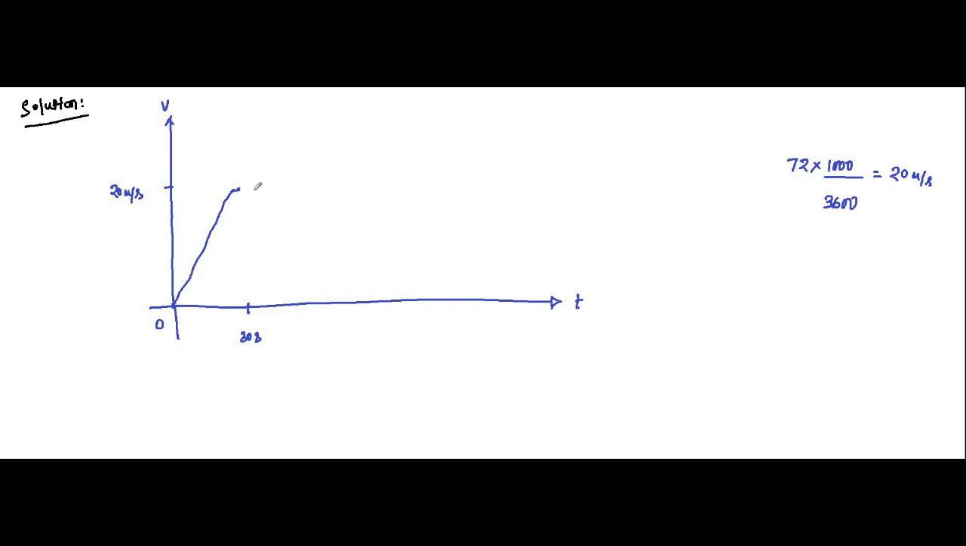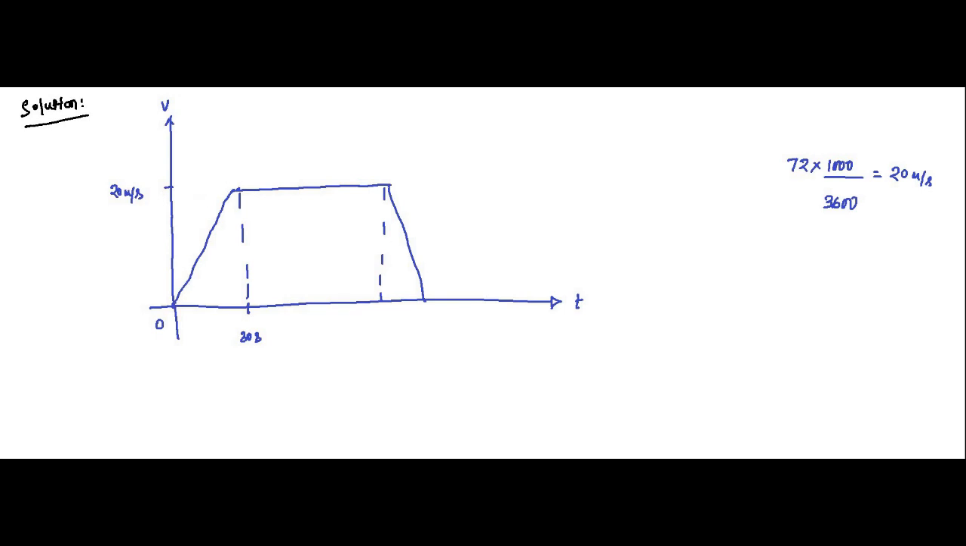Then it moves with a uniform velocity, that is constant velocity, and is brought to rest in 50 meters with a constant retardation. So it keeps on moving with a uniform velocity and then it is brought to rest with a constant retardation, this. Okay, so these are the important points.